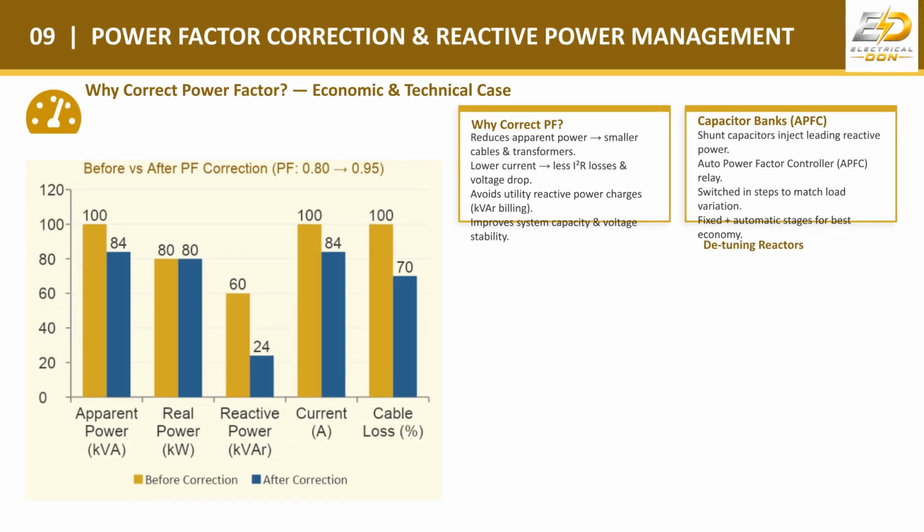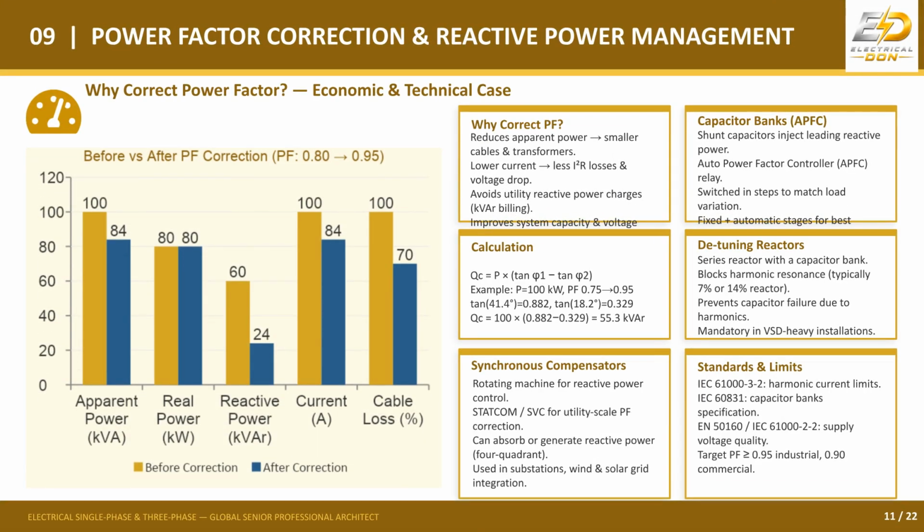Power factor correction is an economic and technical necessity. Correction reduces apparent power and avoids utility charges. This is achieved using capacitor banks, detuning reactors, and synchronous compensators. Limits and standards govern PF and harmonic current management.